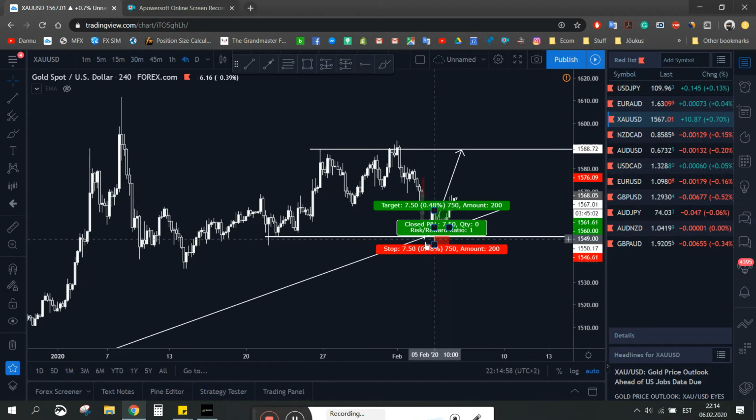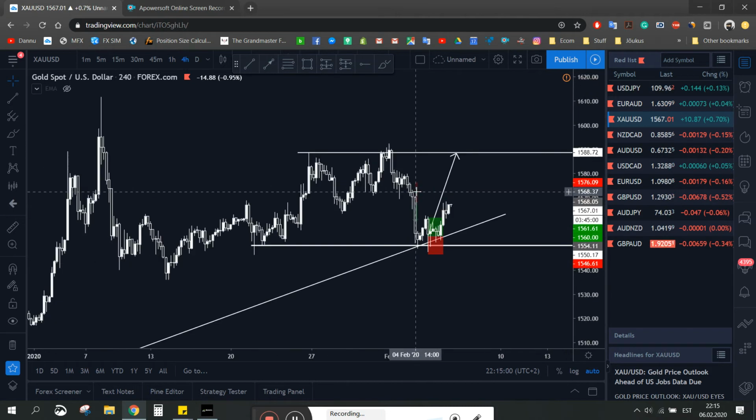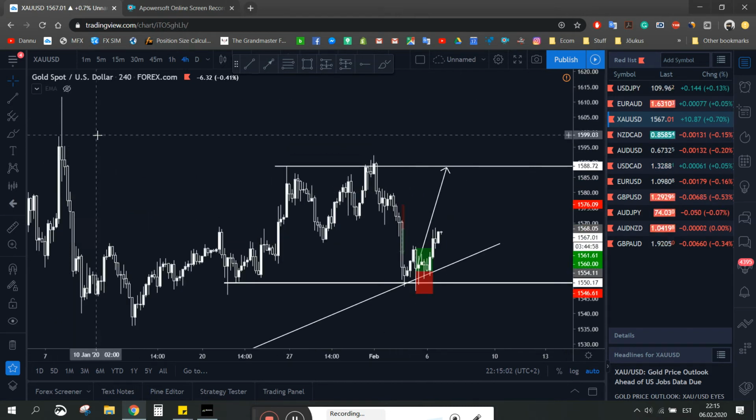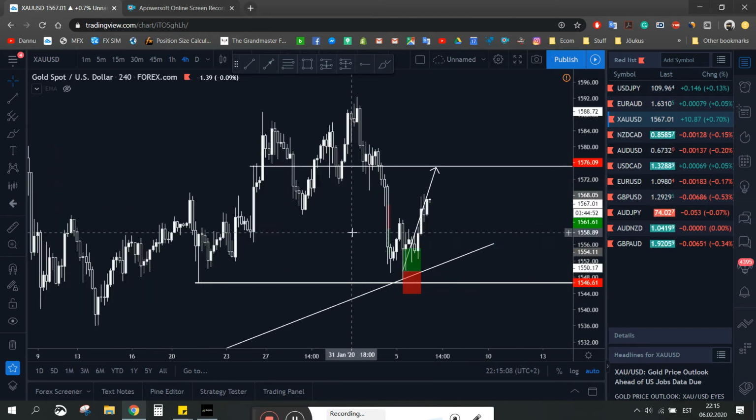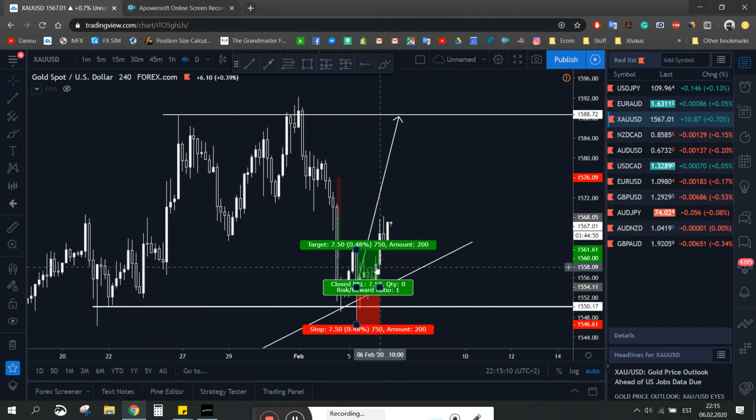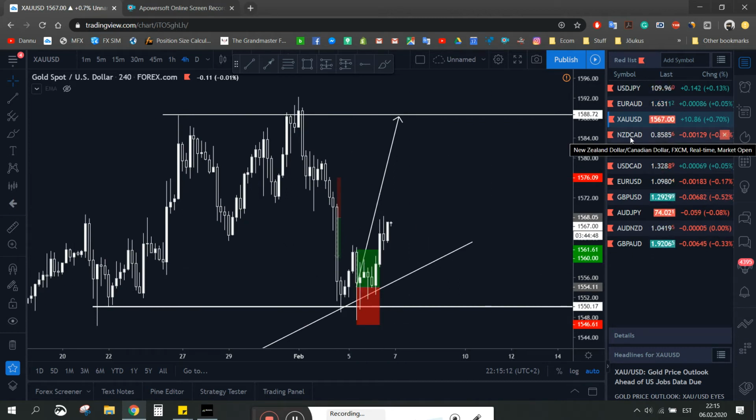So yeah, this is what I bought. I'm thinking price might revisit this big wick over here. So this is my bias. My bias is still bullish. But yeah, this trade played out nicely.